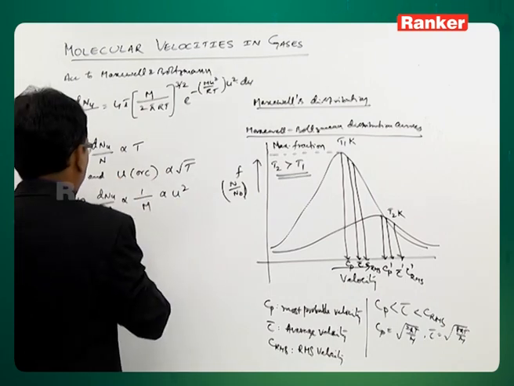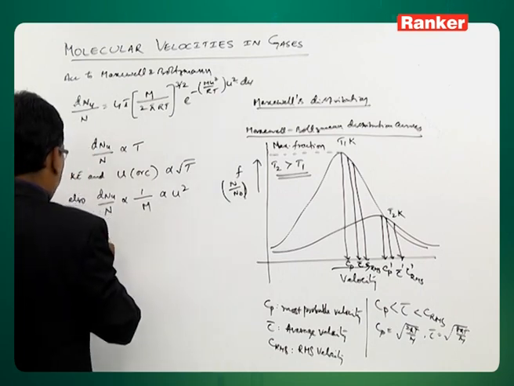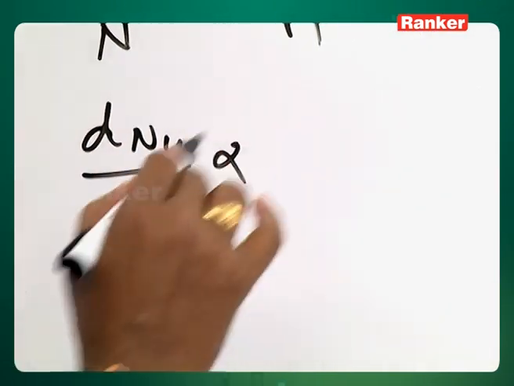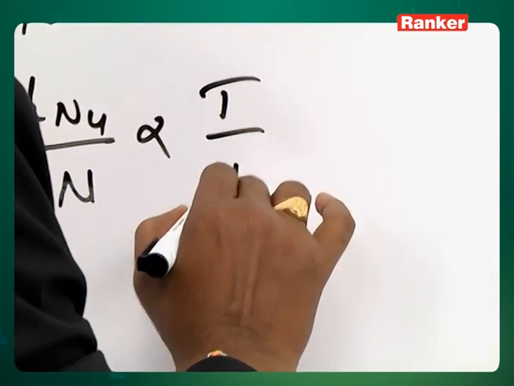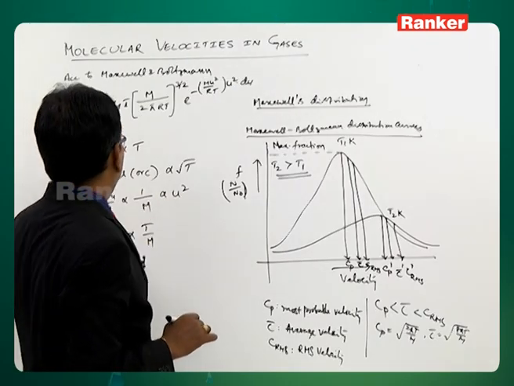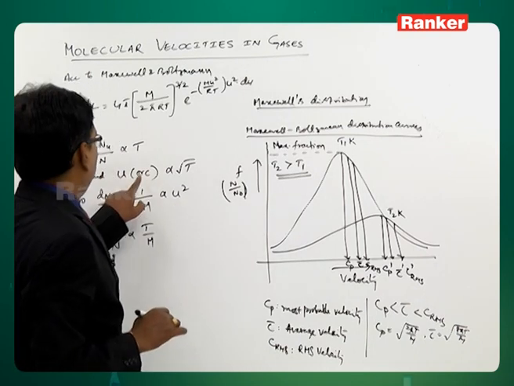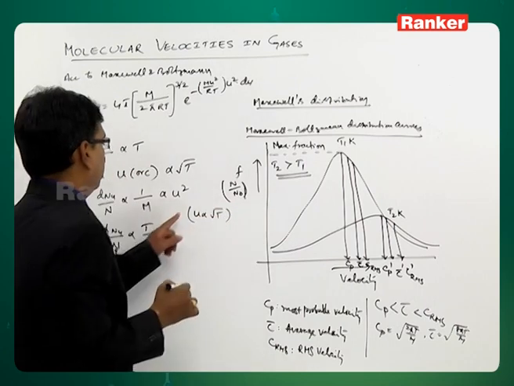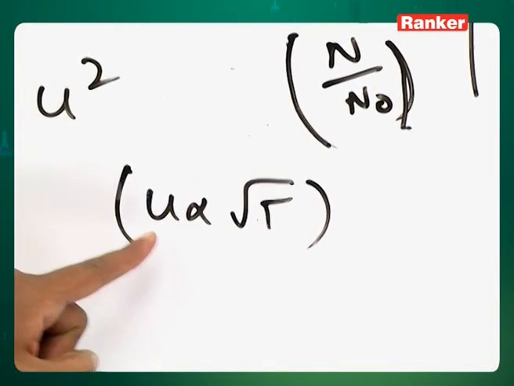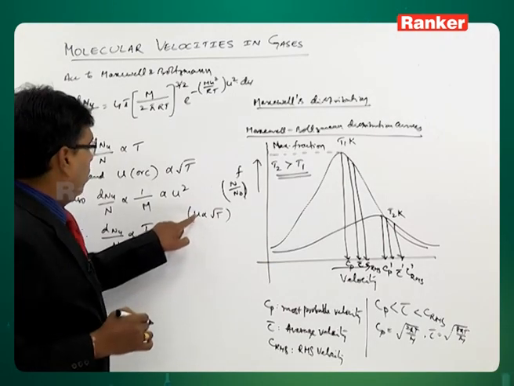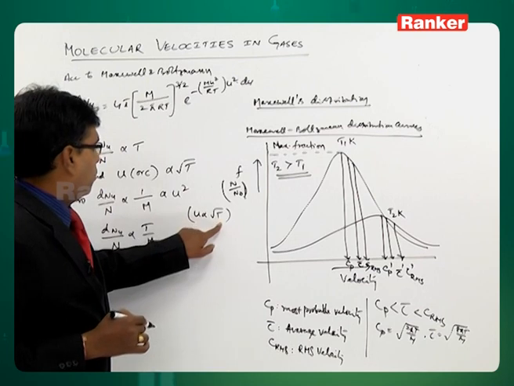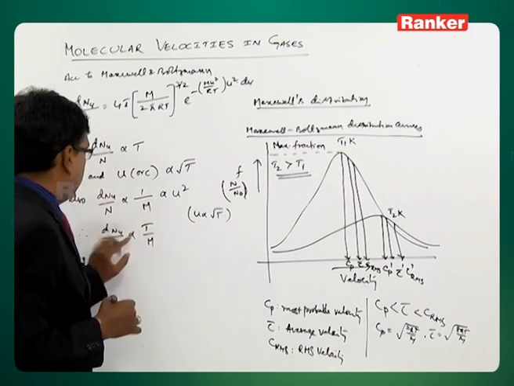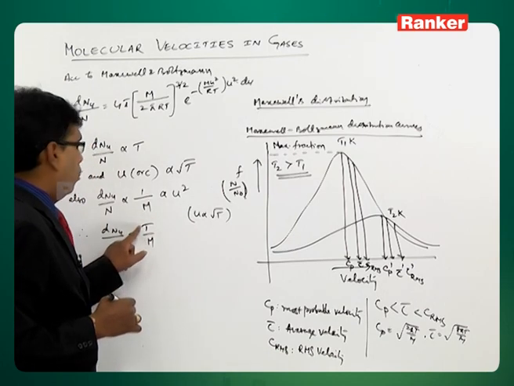So finally, in totality, dn_u by n is proportional to T by m. Because dn_u by n is proportional to u square, and u is proportional to root T, u square is proportional to T. So dn_u by n is proportional to T and inversely proportional to m. Therefore dn_u by n is proportional to T by m.